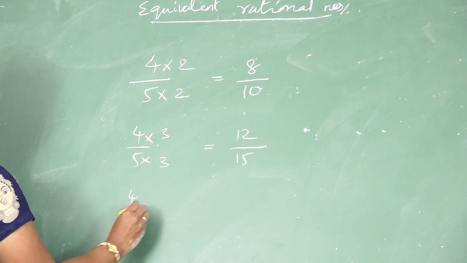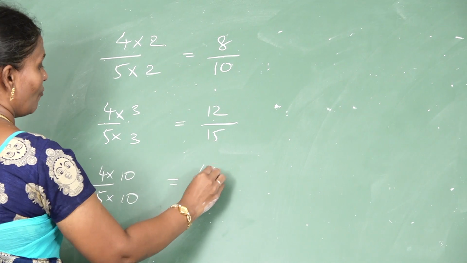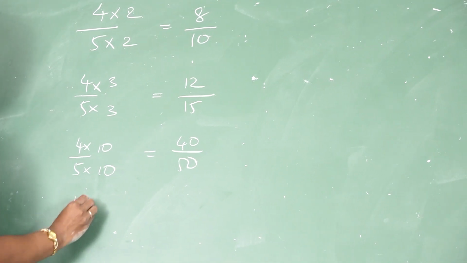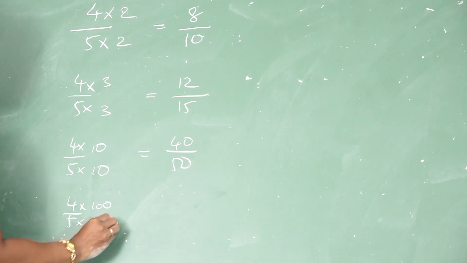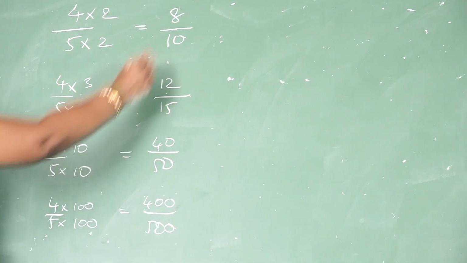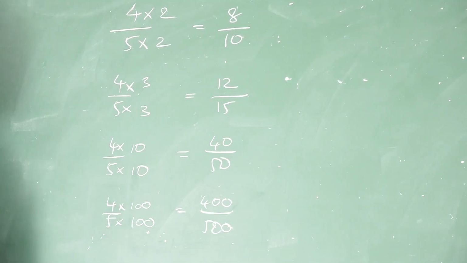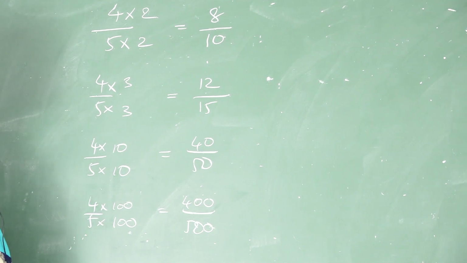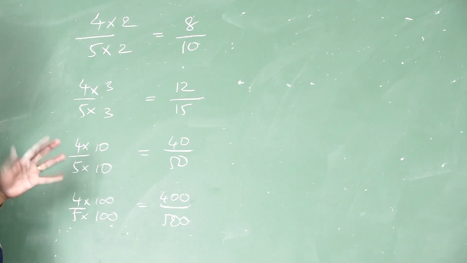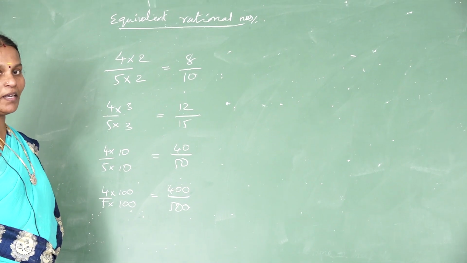And numerator and denominator multiply by 10, that gives 40 by 50. Then the numerator and denominator multiply by 100, that gives 400 by 500. So these are the equivalent rational numbers of 4 by 5. You understand? So what is meant by equivalent rational numbers? A rational number, multiply the numerator and denominator by any same number, that gives the equivalent rational numbers.